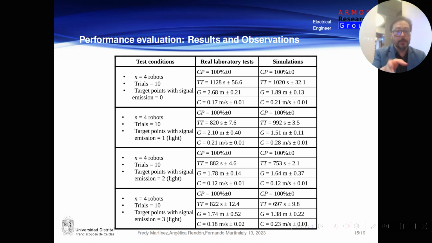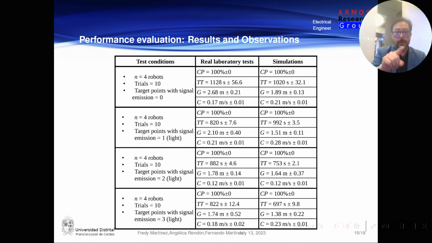This is part of the results. As you see, in the middle we have the column of a real laboratory test. At the right, we have the result of simulation. This model was always fixed to try to mimic the real operation. And in the first column, we have the condition for every test. We have only one of the tests here. In this case, we just want to identify how the algorithm works when we have a different number of targets in the same environment. So we always run the experiment, in this case, with four robots, and let the experiment run all the time that it needs.